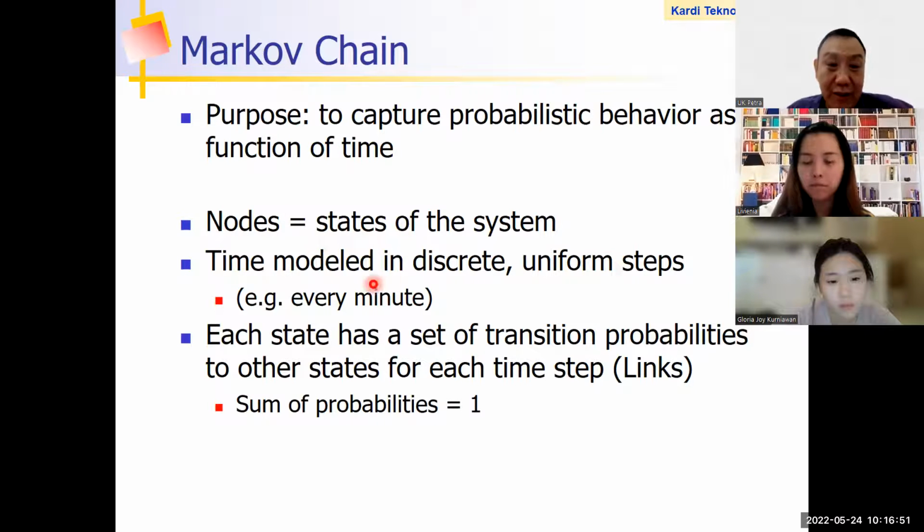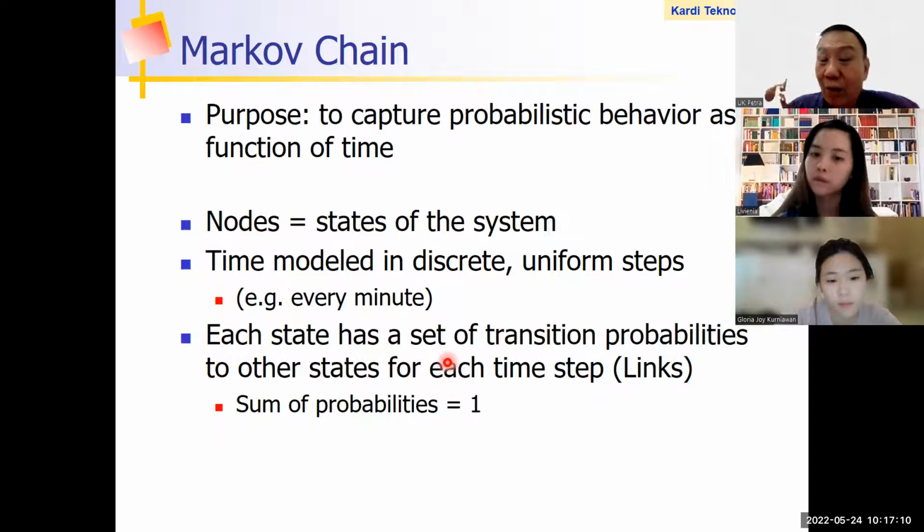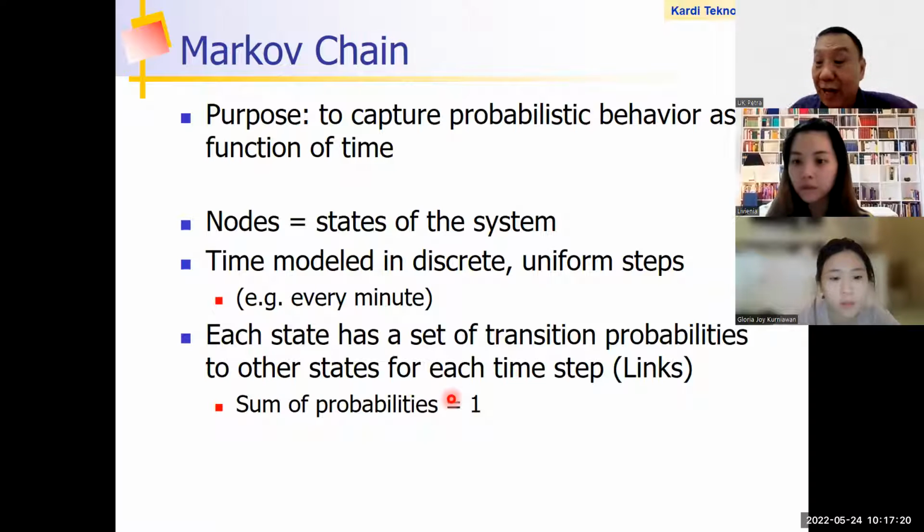The time is discrete. Every minute, every stage, every hour, every day. It's up to you to define what is the discrete time in here. Now, each state has a set of rules, right? That rule is based on probability to go to the other state for one time step only. And that rule is represented by link. So of course the sum of probability to go to the next stage is 1. Clear? Super easy, right?